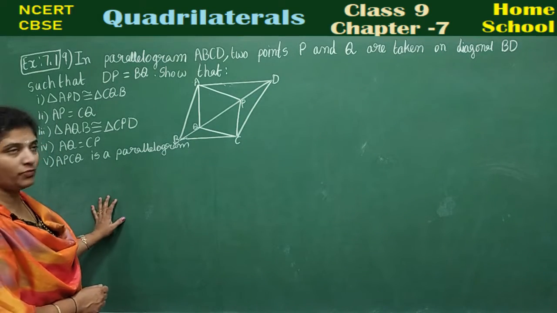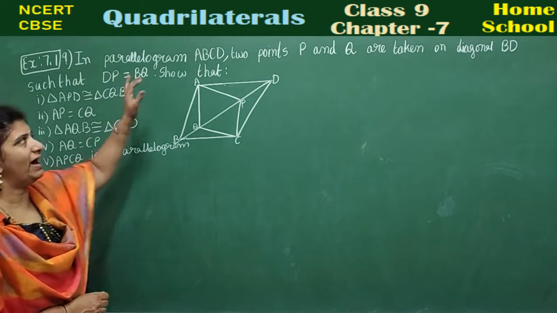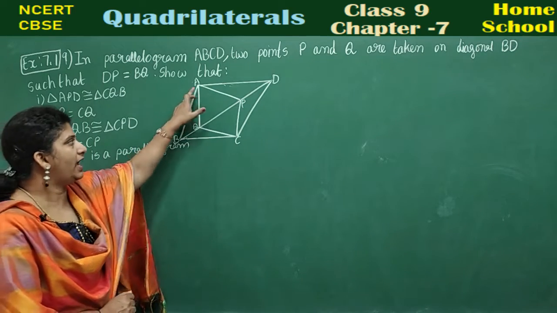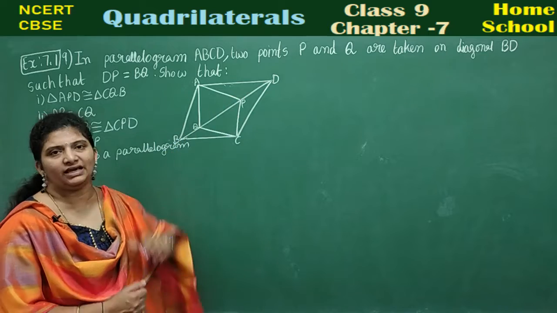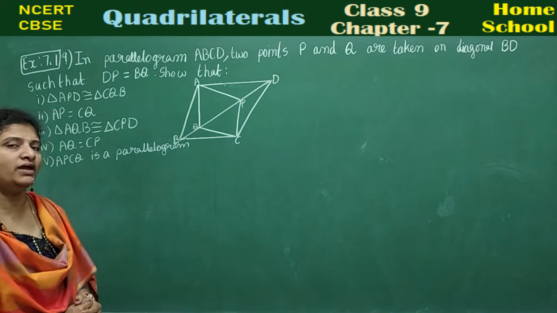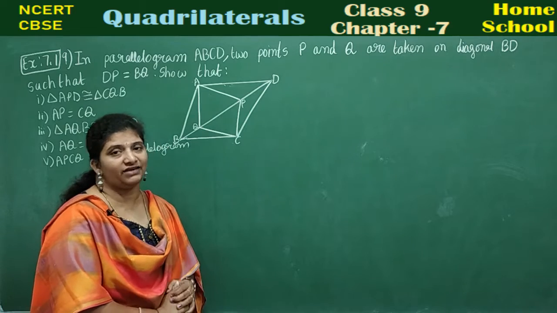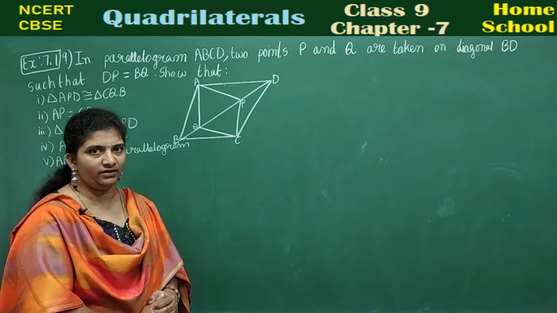Let's see the ninth problem. In parallelogram ABCD, observe here, ABCD is a parallelogram. Immediately, what do you remember? Opposite sides are parallel and they will be equal, right?